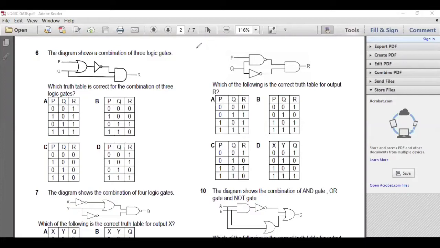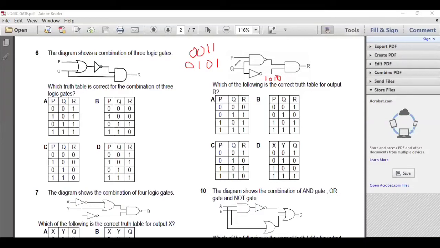Order of Q is the same. So what you do, you just write the order here, 0, 0, 1, 1, and then 0, 1, 0, 1 for Q. Now you see, Q becomes the input for the NAND gate and also the input for the NOT gate. If it goes down here, it goes to the NOT gate, so inverse becomes 1, 0, 1, 0. 0 becomes 1, 1 becomes 0.